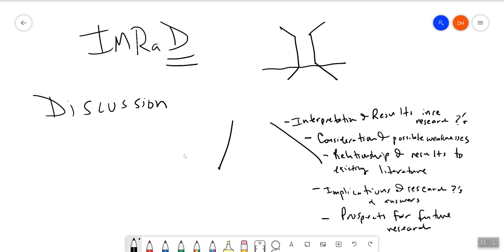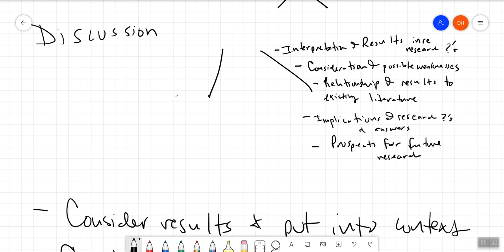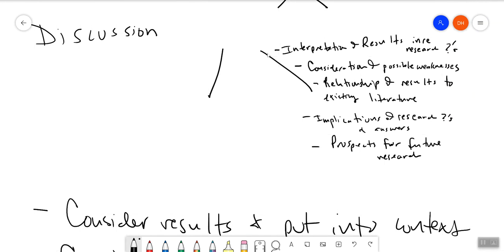So the things that the discussion wants to do would be these. You want to interpret the results in regards to your research questions, okay? So this is very important, because you had a bunch of research questions that opened up, right? So now you're interpreting those. Remember that the results section doesn't interpret, it just presents the results. The interpretation of the results comes in the discussion, okay?